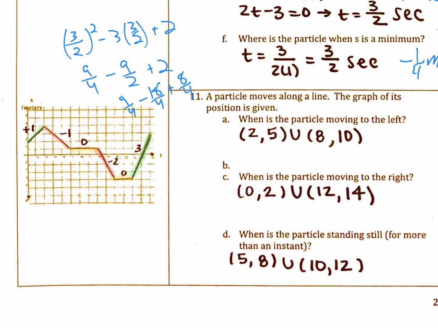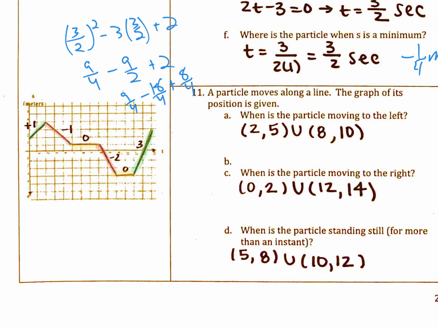When is the particle moving to the left? Well, left indicates backwards motion. So it is moving to the left from 2 to 5, and then again from 8 to 10. When is it moving forward to the right? Well, it starts off moving forward to the right, and then again over here, 12 to 14 seconds. When is it standing still? Meaning, when does it have a constant or flat velocity? So here from 5 to 8, and then here again from 10 to 12.